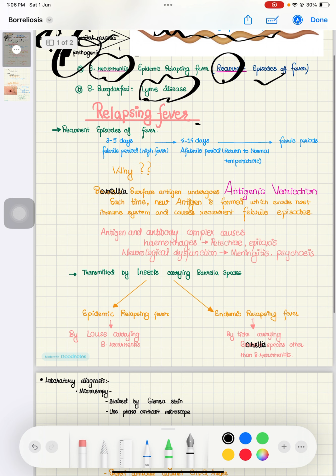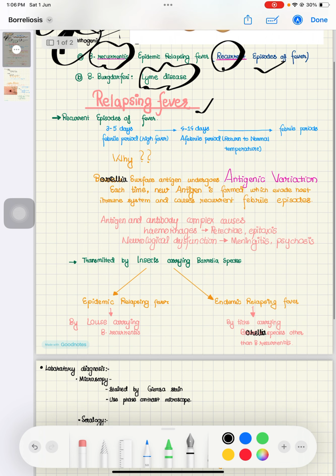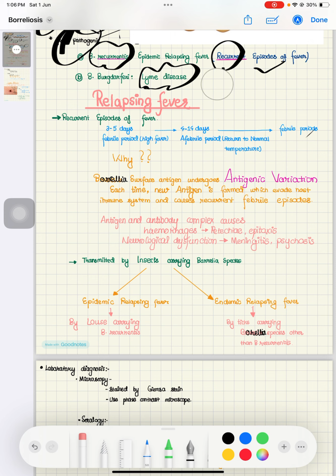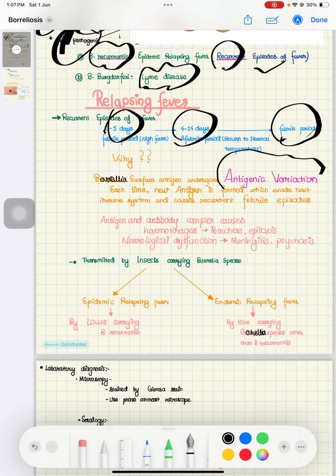Relapsing fever is recurrent episodes of fever. Why recurrent? Between the febrile periods, there are afebrile periods. It means high fever occurs for 3 to 5 days, and then the temperature returns to normal for 4 to 14 days, and again the febrile periods occur. Why? Because of antigenic variation.